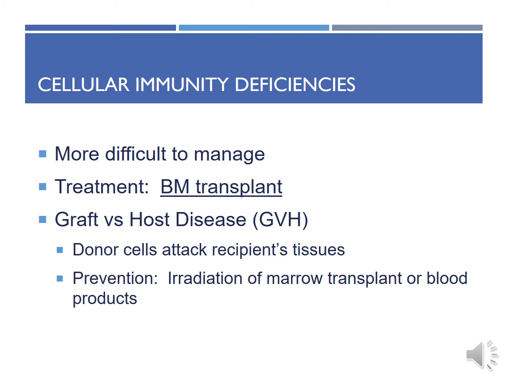We'll briefly go over this in later lectures, but basically it's when the donor cells will start to attack the recipient's tissue. In order to prevent this, we can do irradiation of the bone marrow transplant or the blood products, whatever we're giving to the patient. But graft versus host disease is a common problem when we do bone marrow transplants. That's the main thing we are worried about.